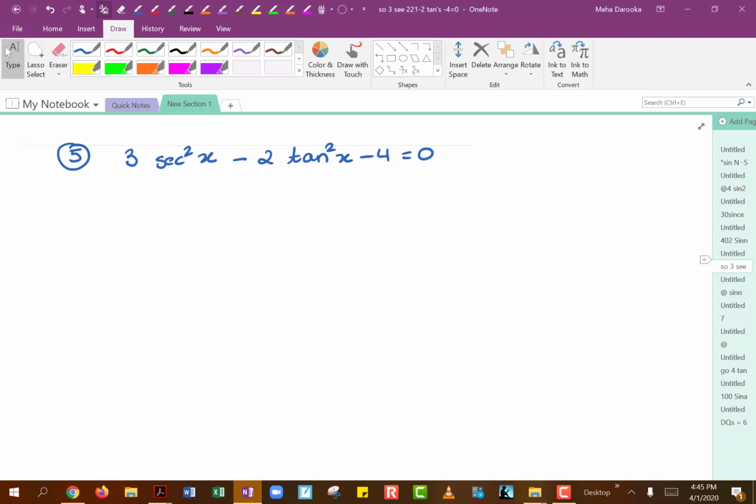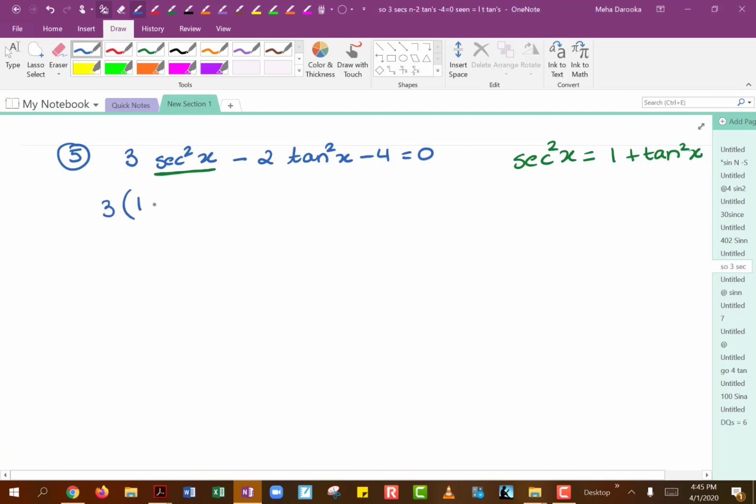So the substitution we're actually going to be doing is for the secant function, and the identity we are going to be using is a Pythagorean identity again, which is secant squared of x is equal to 1 plus tangent squared of x, and we're going to make that substitution happen right here. So let's rewrite this guy. Instead of secant squared of x, I'm going to replace it with 1 plus tangent squared of x, so that we have everything in terms of tangent now. And then bring everything else down, so that's minus 2 tangent squared of x minus 4 equal to 0.